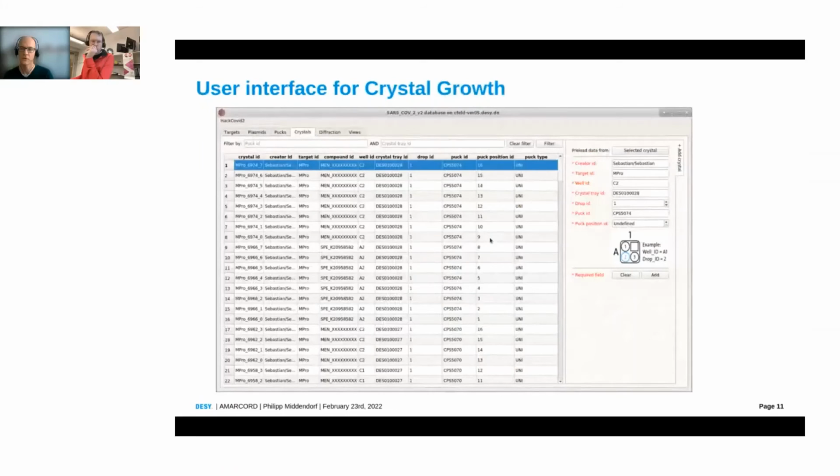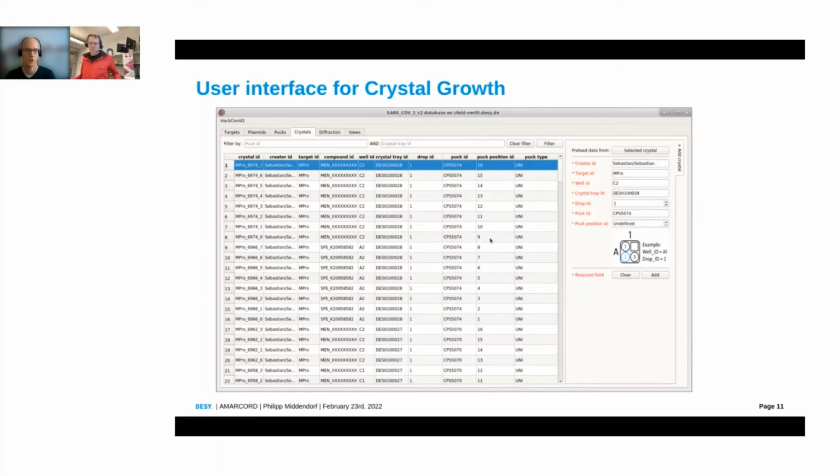The user interface, due to time constraints, is mostly table-based, but at least there's some symmetry in this. On the left, in this case for the people that grow crystals, you have a list of already entered crystals. As you can see, every crystal has a primary key, which is this generated ID. And on the right, usually you have a form where you enter who you are, what you just fished from this protein solution, and what was in it.